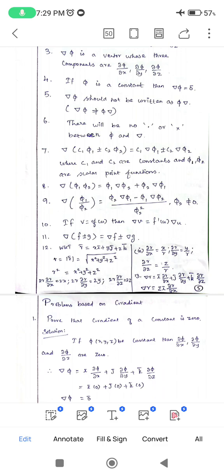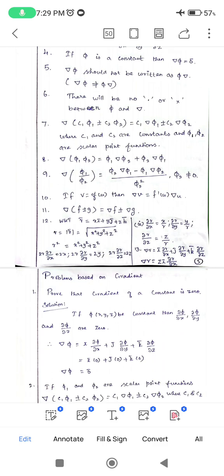Del φ should not be written as φ del, because del φ and φ del are not the same. There will be no dot or cross between φ and del. Del of C1 φ1 plus or minus C2 φ2 is equal to C1 del φ1 plus or minus C2 del φ2, where C1, C2 are constants and φ1, φ2 are scalar point functions.